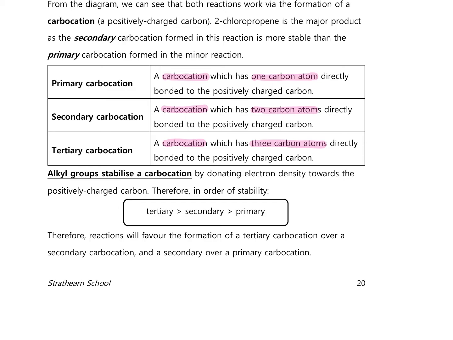Those stabilise a carbocation by donating electron density towards the positively charged carbon, and therefore it is effectively less charged overall. If you've got electrons, which are negatively charged, being donated towards that positive charge, then it is essentially stabilising or cancelling out some of that positive charge. Therefore it's more stable, and therefore the reaction is more likely to proceed that way, through the more stable carbocation.